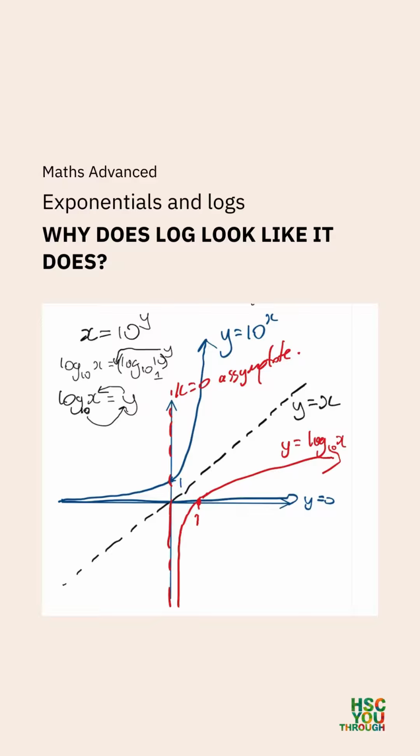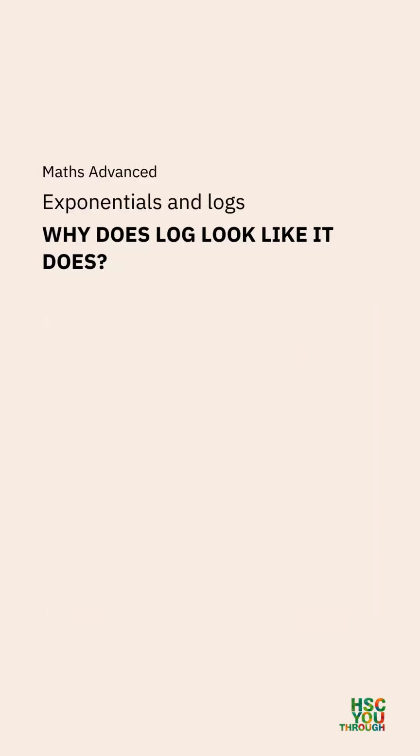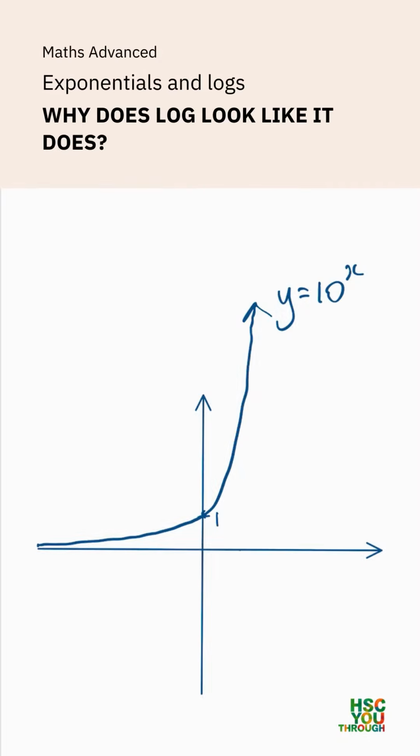Why does a log graph look like it does? We have to start by understanding that the log is the inverse of the exponential function. What that means is that the x and the y have been swapped.